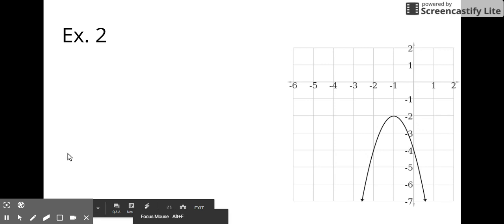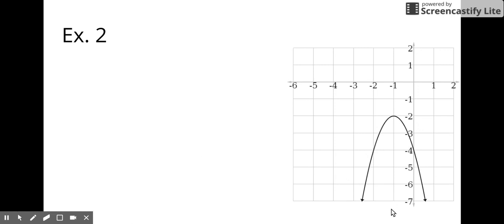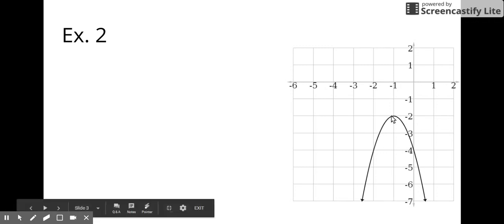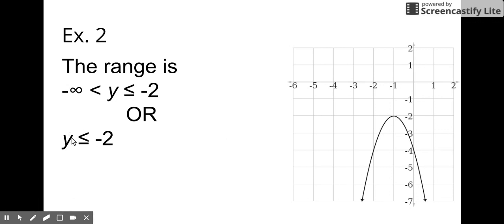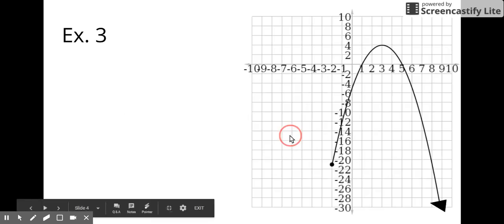For this example, again, I'm looking for how far down, how far up my graph goes. Because this graph opens down, I'm going to choose to look at the maximum value. So I find this vertex right here. So the highest y value can be is -2. So basically from -2 down are all the possible y values I can have, which can be written one of two ways. I can either say from -infinity all the way up into -2, including the -2, or I can just more simply say everything from -2 and less.